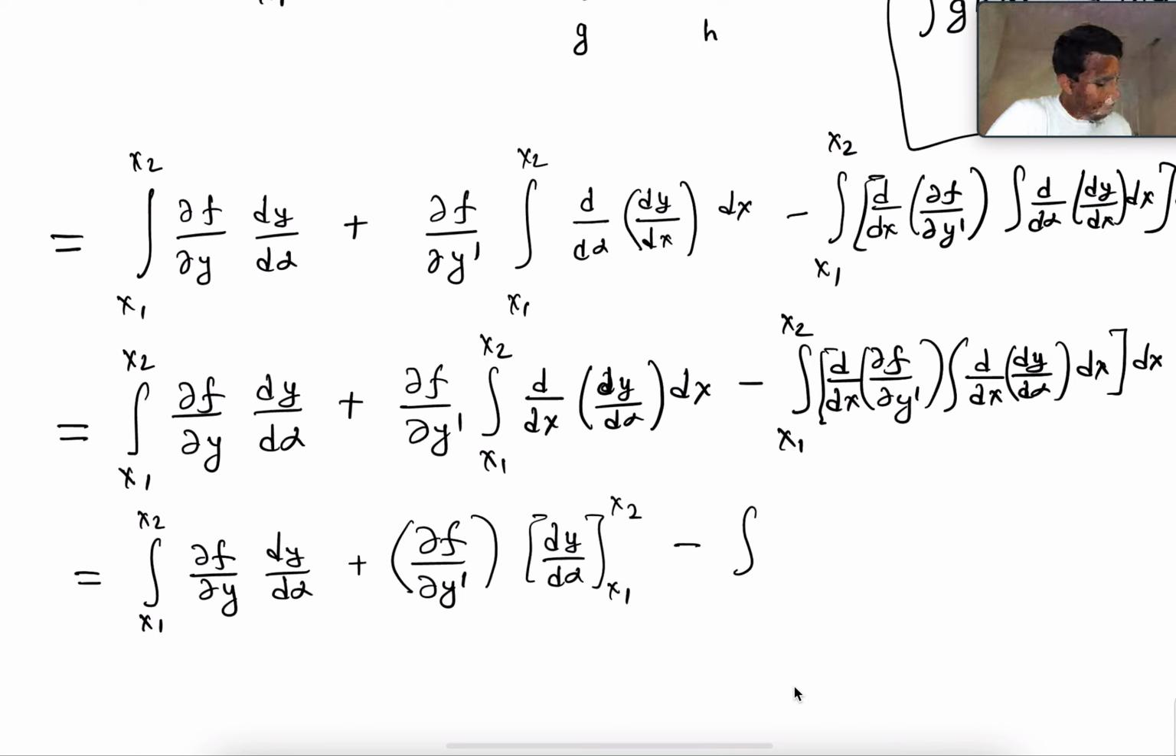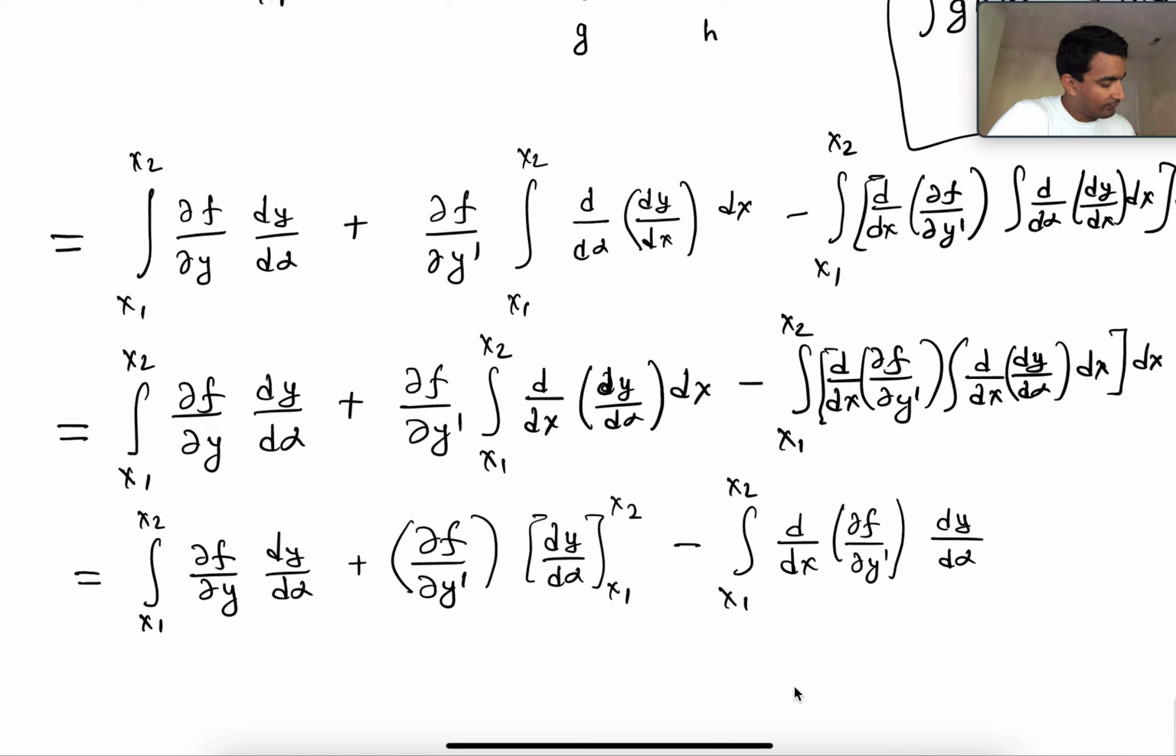For the second part, we will get the integral from x1 to x2 of d by dx of del f by del y prime. And again, it's the same integral, so it will give me dy by d alpha, and then we will have a dx coming from the term here.